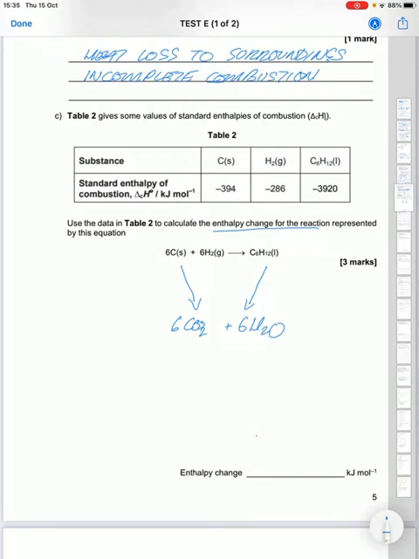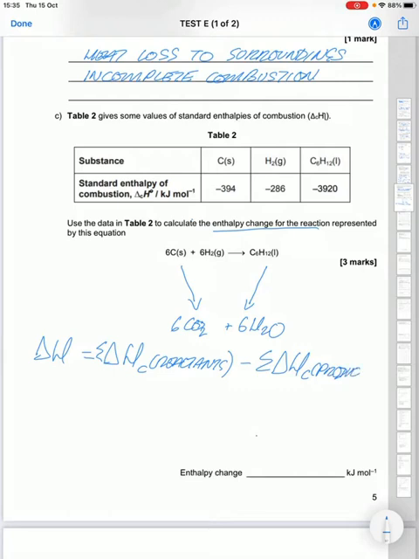Alternatively, if you can't construct Hess's cycles, you can use the formula. So the enthalpy change is the sum of all of the enthalpy changes of combustion for the reactants minus the sum of the enthalpy changes of combustion of the products. They'll both give you the same answer. So that will be one of the marks.